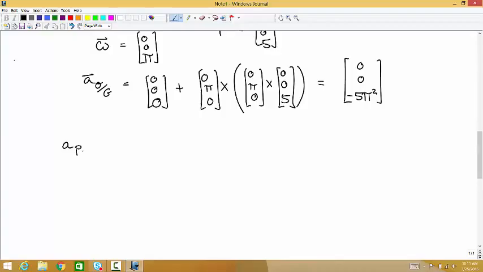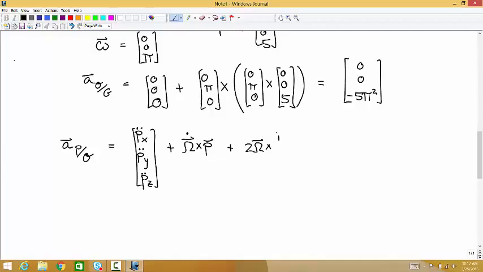Now the acceleration of Pete relative to the origin, that we have to do according to this equation. The acceleration of Pete relative to the origin is equal to the components of the position double dot, plus omega dot crossed with the position, plus 2 times omega crossed with the position components dot, plus capital omega cross quantity capital omega cross P.